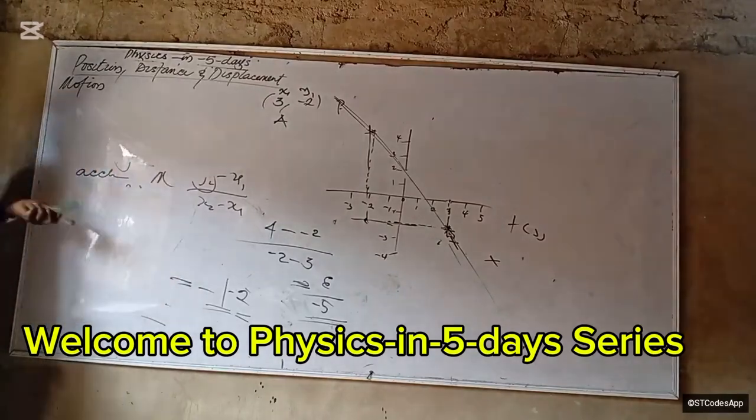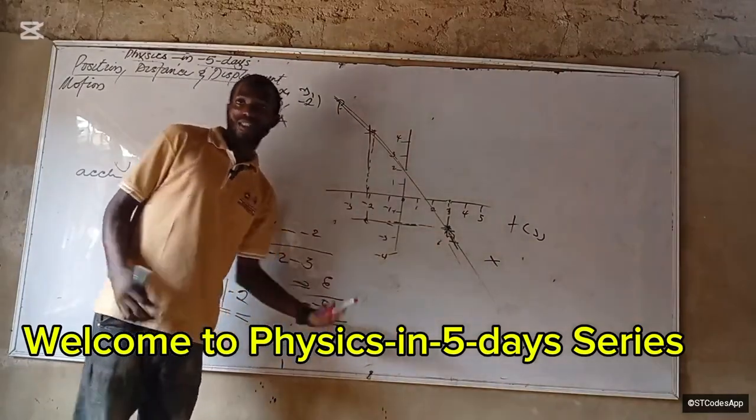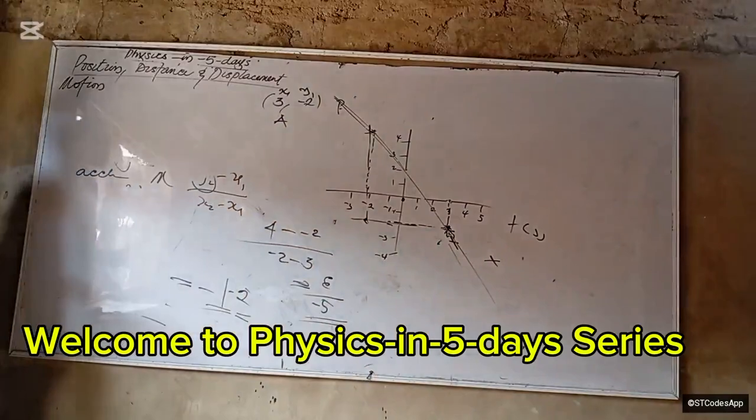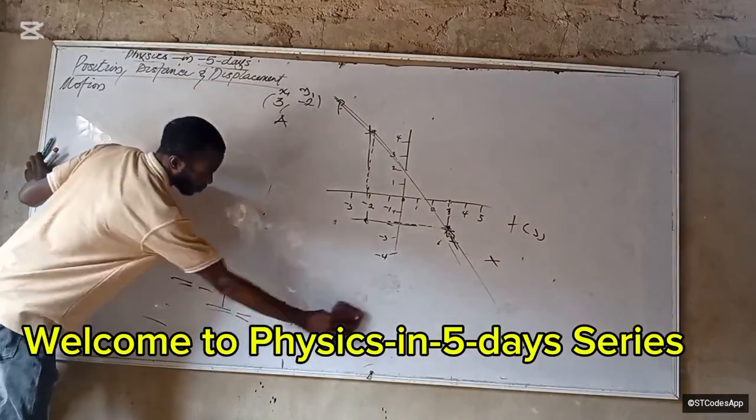Or you can use Pythagoras theorem too. Hypotenuse square is equal to what? Opposite square plus adjacent square. Either way you want to go about it, you get the same answer. So that's what distance is. Let's take a question on that.